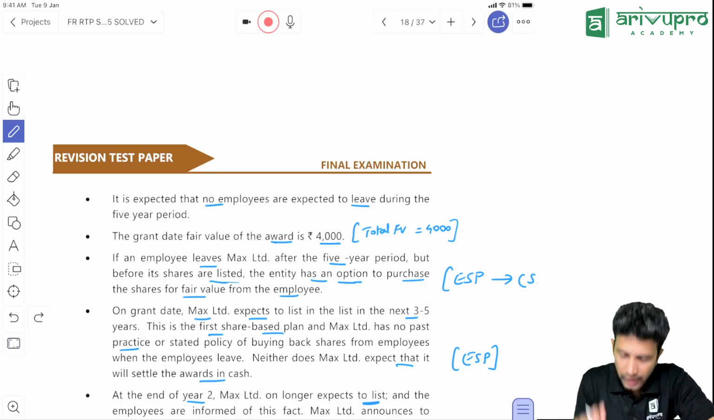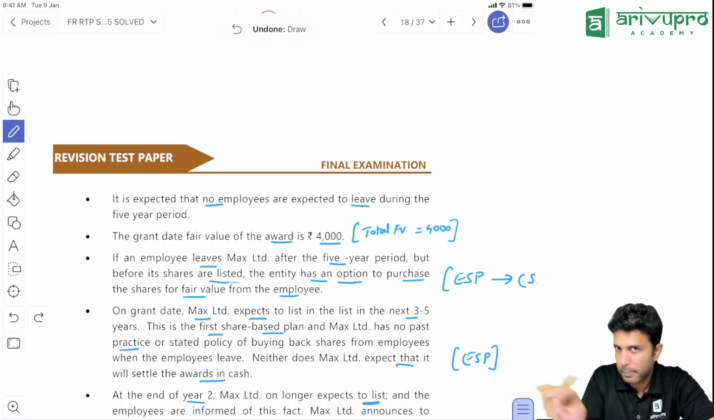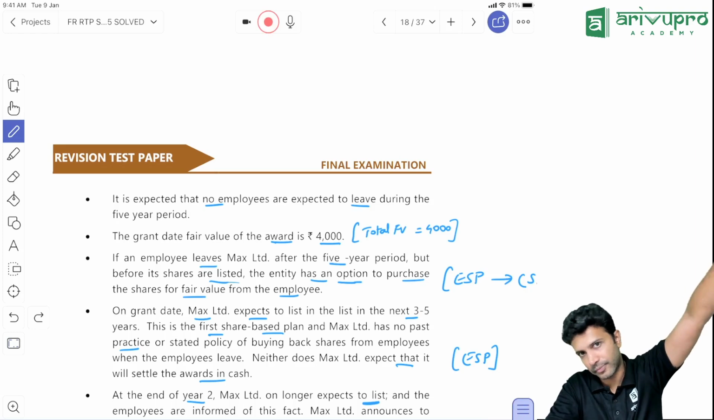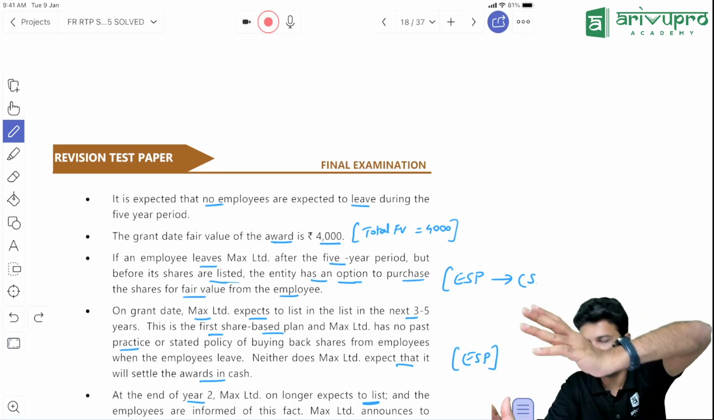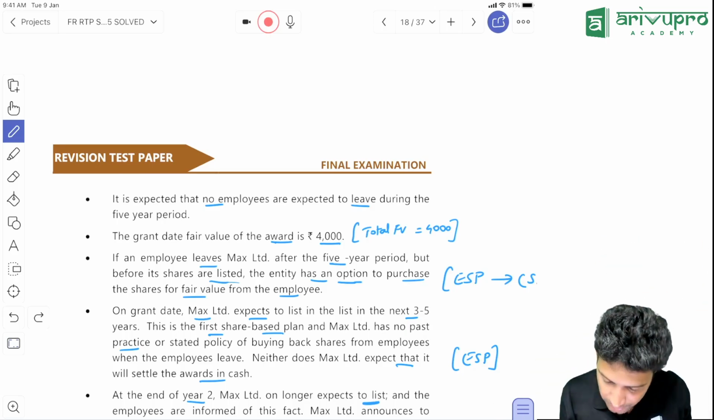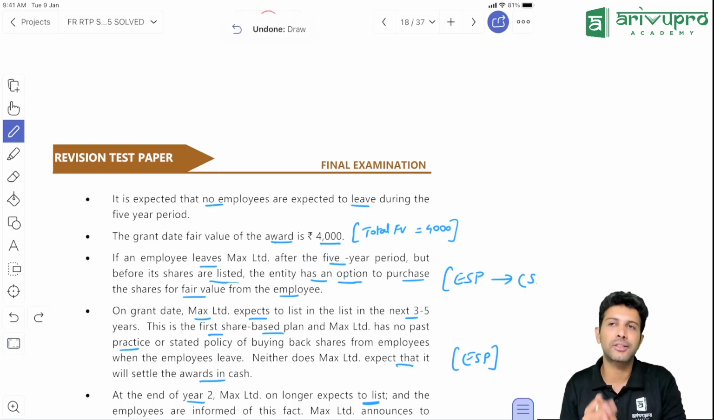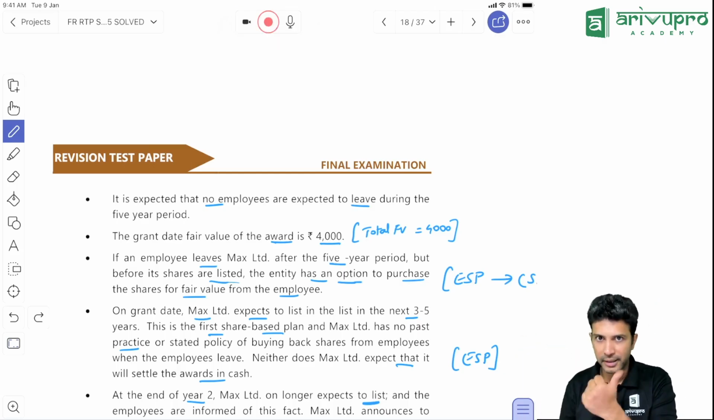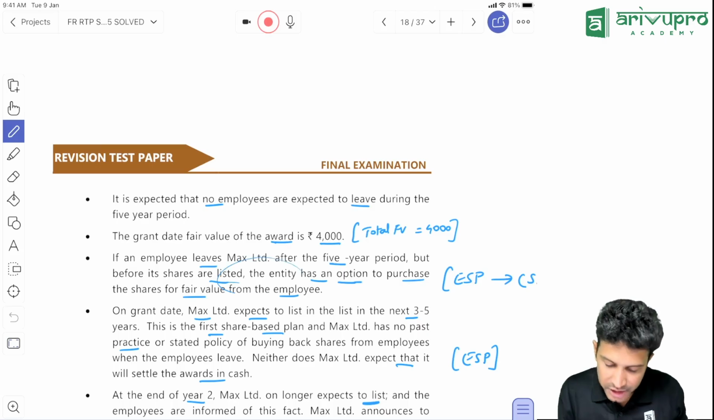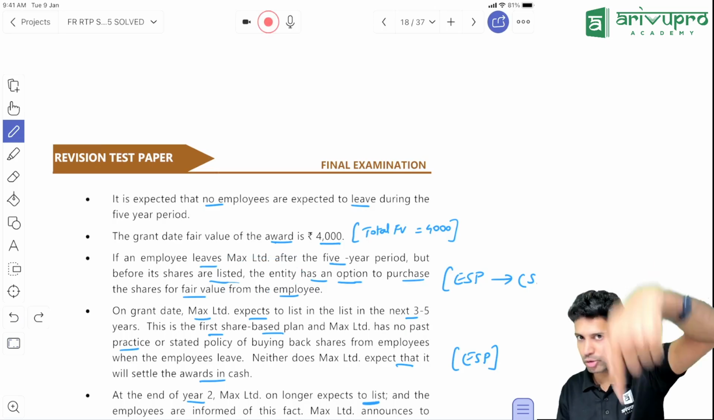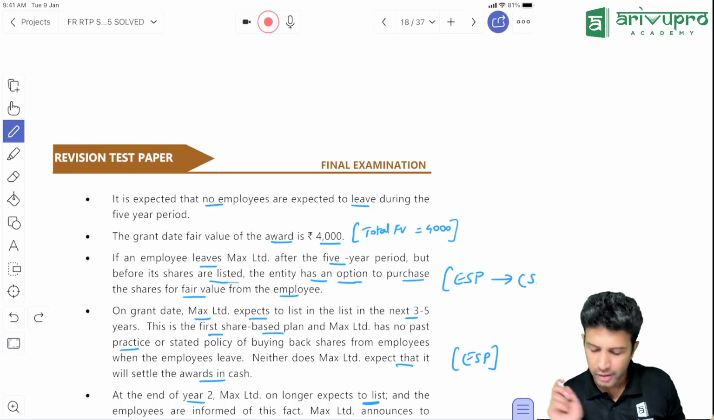What clause? After serving 5 years, the employee will get the shares. After getting the shares, if the employee quits the organization, that is after working for 5 years, and if the company is not yet listed, the company is saying, I will buy back the shares from you. If you leave my company after working for 5 years, taking my company's shares, and if my company's shares are not listed in the stock exchange, then whatever shares the employee has purchased through this ESOP option, the company will buy back at fair value.